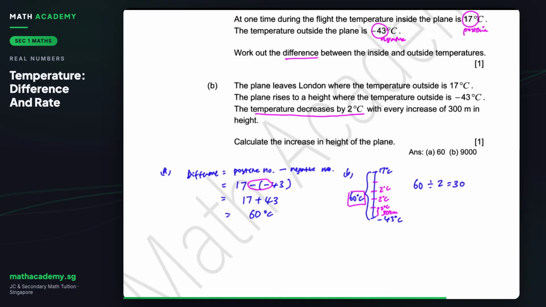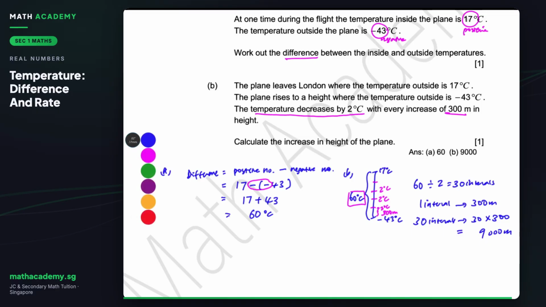And every interval you will see an increase of 300 meters. Okay, so there are 30 such intervals. One interval you will see 300 meters increase in height. So now I have 30 such intervals. So you take 30 times 300. So you get a total of 9,000 meters, which is the increase in height of the plane.